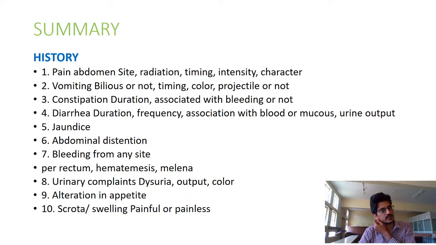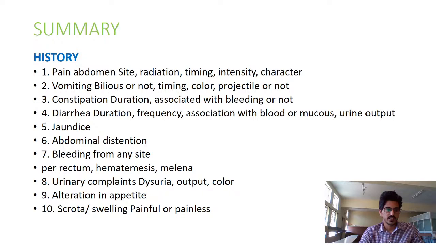So this is a summary. Basically, what I want to say is the summary of the abdominal examination, how it will be. So basically, in history, what you want to ask is whether there is pain abdomen. In case of pain abdomen, what is the site? What is the radiation, timing, intensity, character of the pain? In case the presenting complaint is vomiting, whether bilious or non-bilious, what is the timing, what is the color, projectile or not.